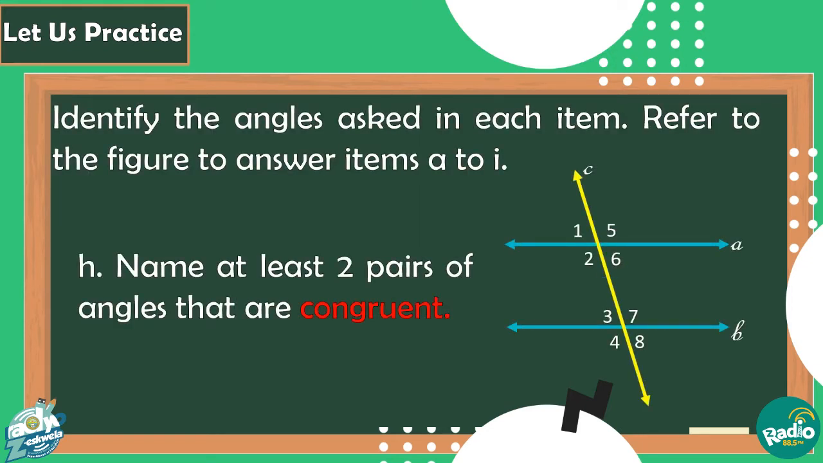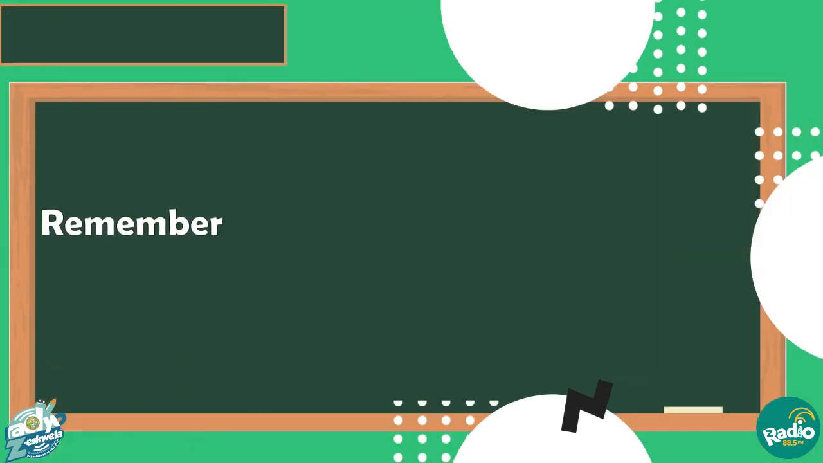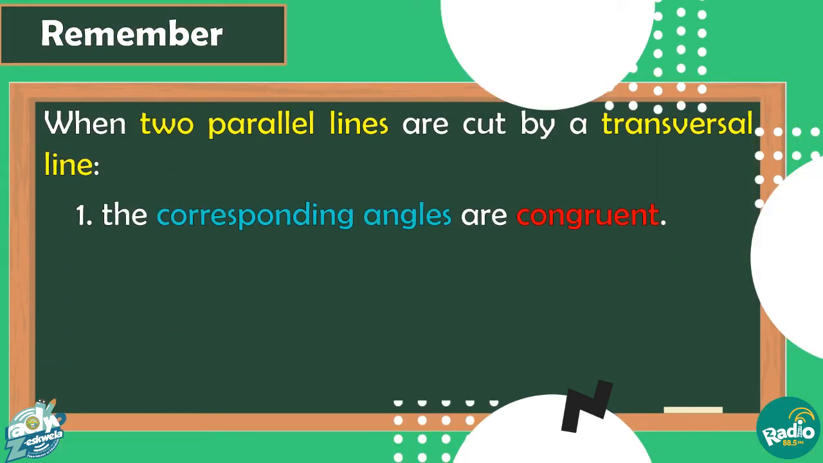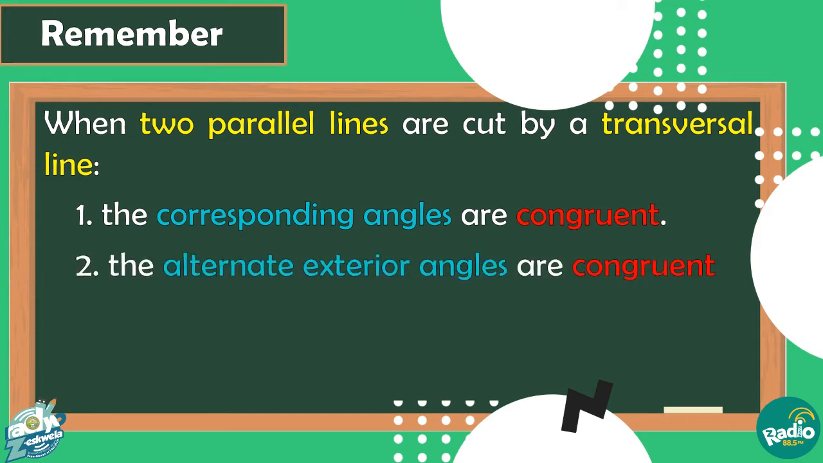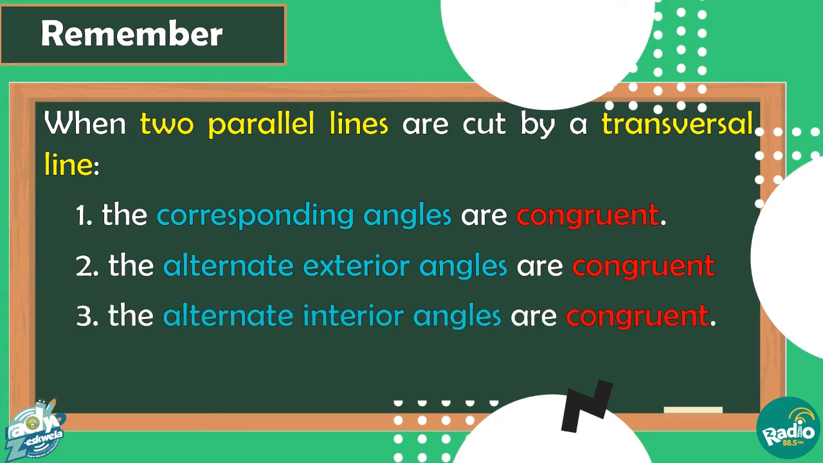Next item, name at least two pairs of angles that are congruent. Remember, there are many pairs of angles that are considered congruent, but just give us two pairs. Remember, when two parallel lines are cut by a transversal line, the corresponding angles are congruent. The alternate exterior angles are also congruent. And the alternate interior angles are congruent.